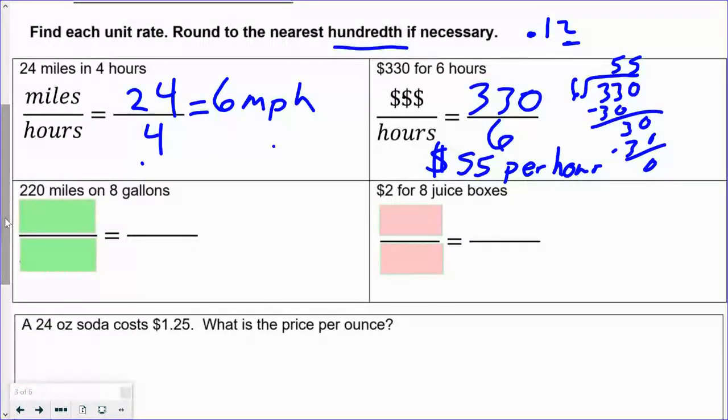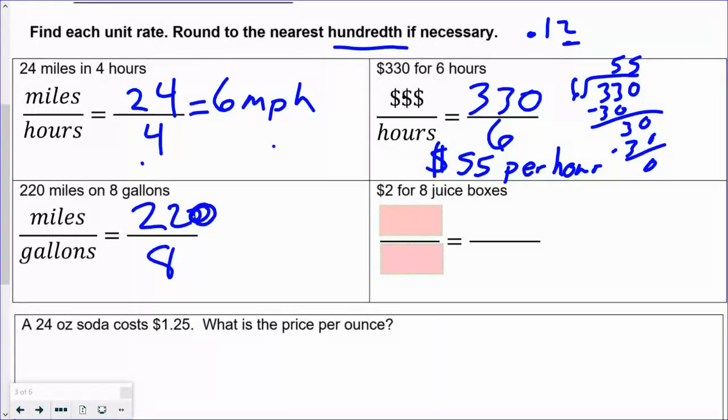Okay, so now let's look at our third example. Going 220 miles on 8 gallons. Okay, so our miles are going to go on top, and then your gallons on the bottom. And 8. Oops, that kind of looks like a 6, but it's supposed to be a 0.